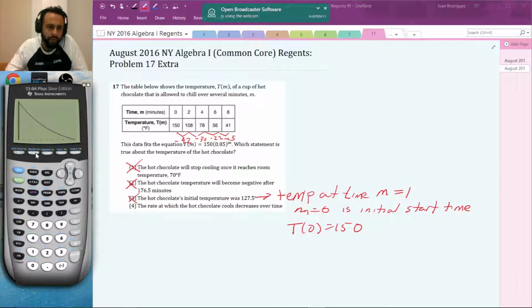If I change the window from 0 to 10 to, let's say, 0 to 20, and I do zoom fit, we should see it flattening out, and in fact that allows us to see more clearly that the function does flatten out over time. So in fact the answer is choice number 4.